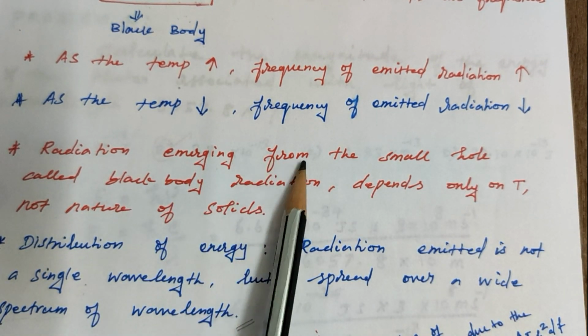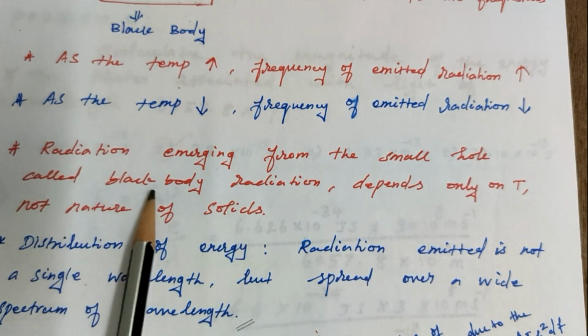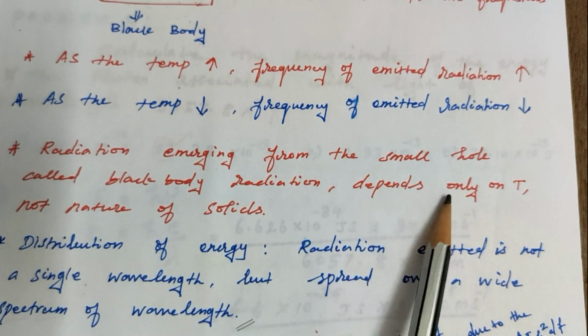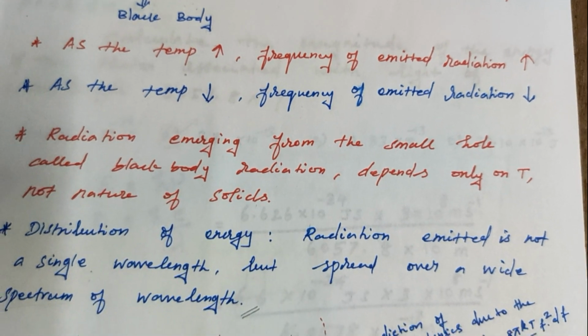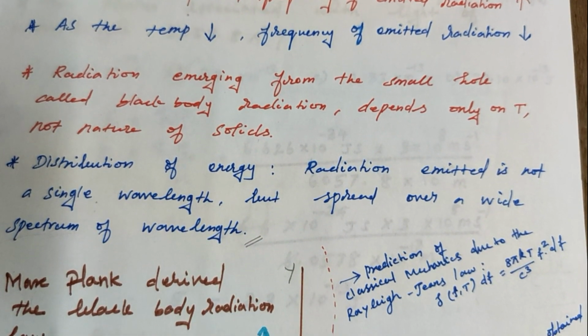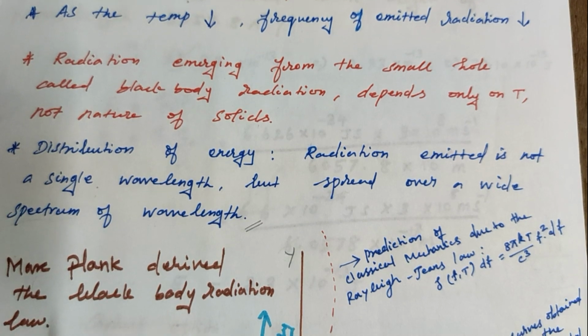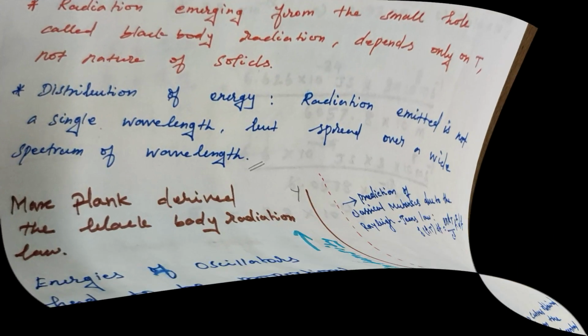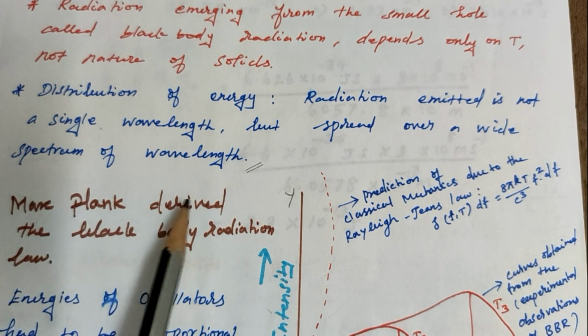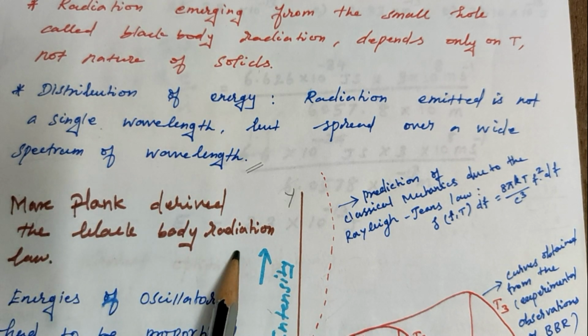Radiation emerging from the small hole is called blackbody radiation. It depends only on temperature, not on the nature of the solid. Distribution of energy: the radiation emitted is not a single wavelength but spread over a wide spectrum of wavelengths. Max Planck derived the blackbody radiation law.